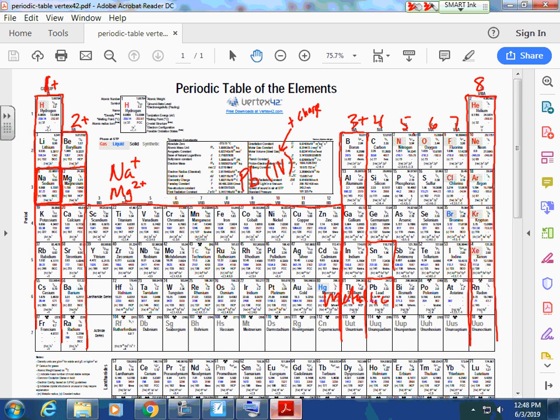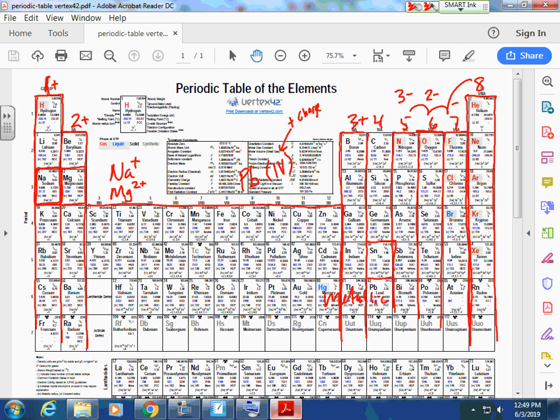Group 5, all of these elements have 5 valence electrons, which means they could either gain 3 or lose 5. Now, it's easier to gain electrons. If they gain electrons, they become negative. If they gain 3 electrons, they're going to be a negative 3. All of the elements in group 6 have 6 valence electrons, and therefore they will gain 2, giving them a 2 negative charge. All of the elements in group 7 will gain 1 electron, giving them a negative 1 charge. That's how we determine charges.